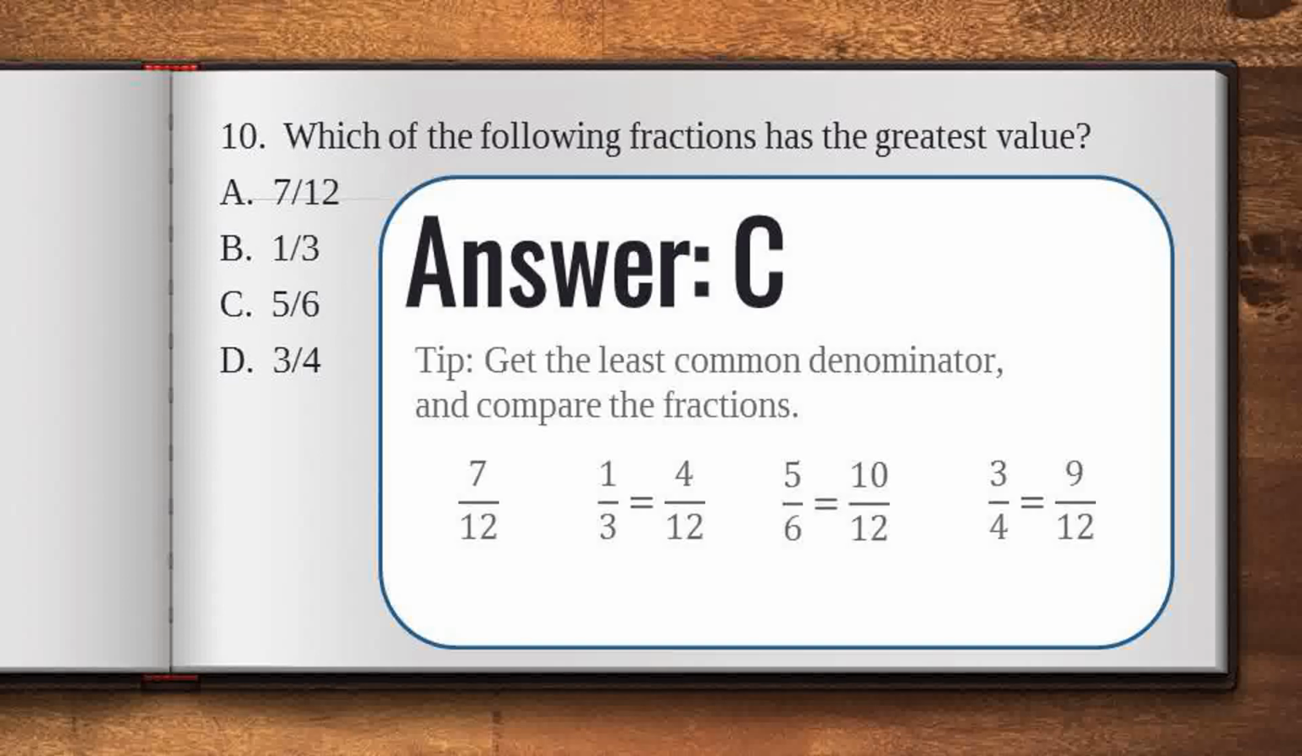In comparing fractions in which the denominators are different, what you need to do is to find first a common denominator, then obtain the equivalent fractions for each of the given fractions, and then compare the numerators. The greater the numerator is, the greater is the value of the fraction. So in this example, 5/6 is equivalent to 10/12, and thus it has the greatest value relative to the other fractions.